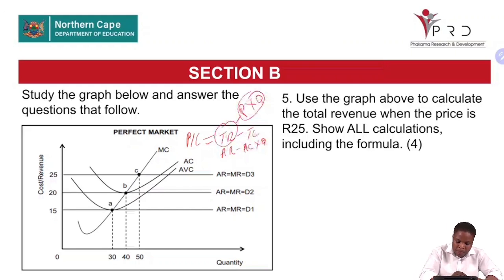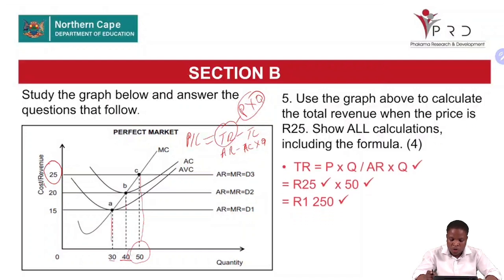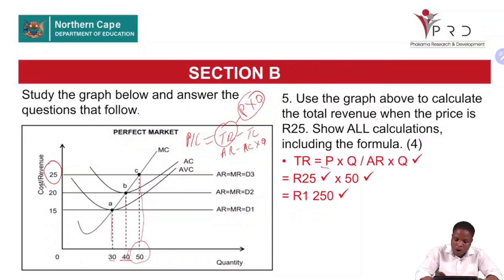So they are giving us the price already. They say the price of 25. So you must find the quantity for 25. 25 does not go with 40. It does not go with 30, but it goes with 50, meaning we have quantity and the price. So you must take the price times the quantity for you to get the total revenue. So total revenue is your price, or we can use AR times Q, which is 25 times 50. Then your answer is 1,250. That is your total revenue.